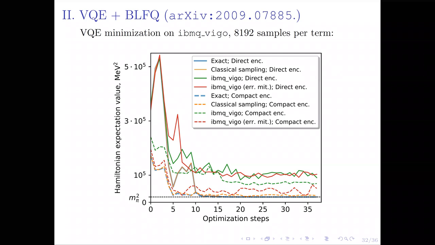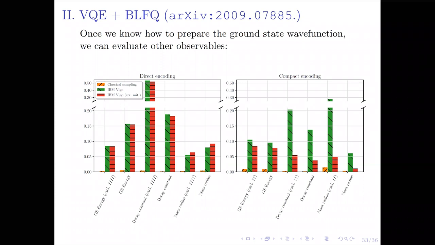So once we found the ground state, and finding the ground state means that we have a recipe to prepare the ground state, we do not have the amplitudes, but we know what those ansatz parameters are, so we can prepare the ground state again and again in a quantum computer. Once we know how to do this, we can also calculate other observables. Now, we can calculate decay constant, mass radius, form factors. From form factor, we can get charge radius, and so on.